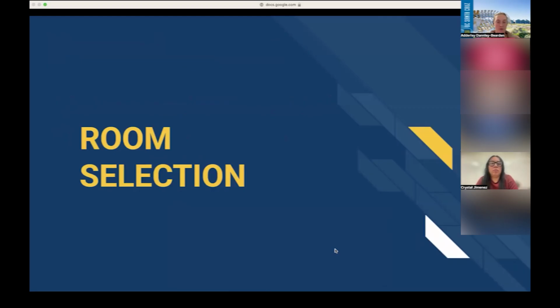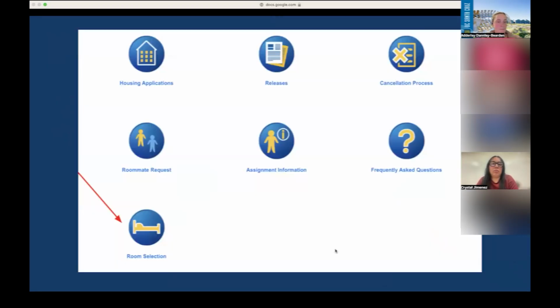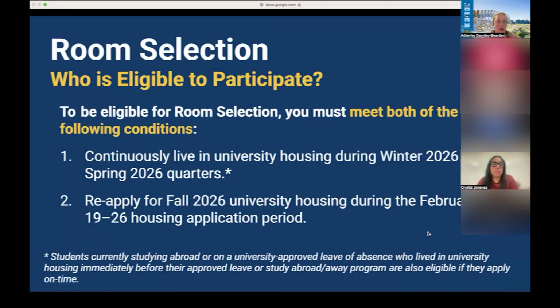And moving on to more about the room selection process. I'd just like to clarify this is what it looks like. It'll appear as a button in the student housing portal where you find the roommate requests and the assignment information. So you'll select that.